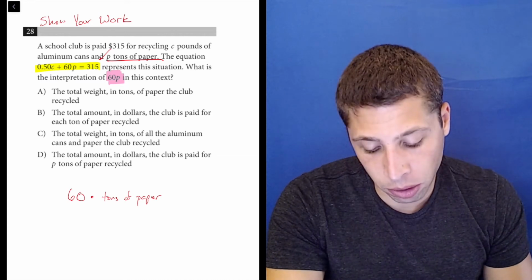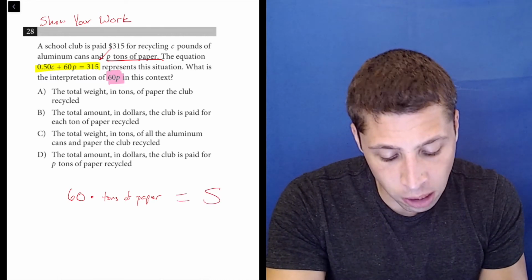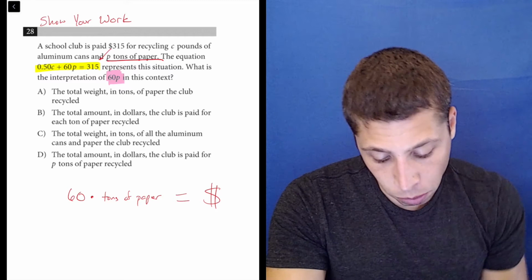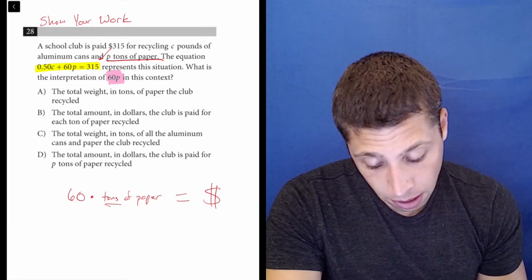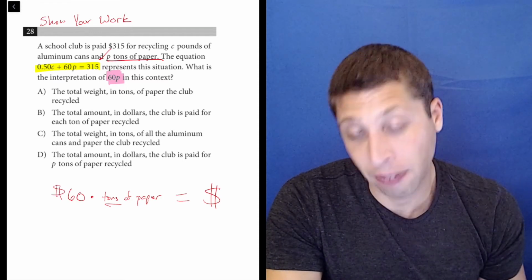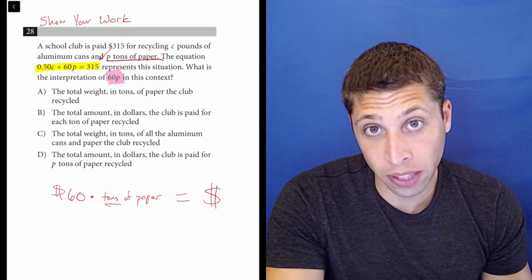So we understand that the result is in the units of money. So tons is not money, right? So my guess would be in order to make this into money, the 60 would also have to be money. And that's going to help us sort through these answers. Let's take a look at them.